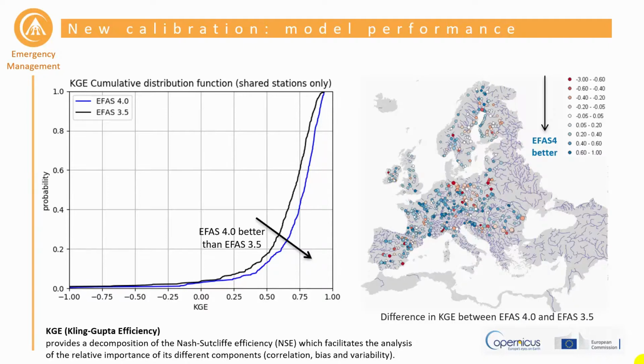If we look at the spatial distribution of model performance in the figure to the right, we can see that while the model performance in EFAS 4.0 is increased with respect to EFAS 3.5 for most stations, there are some stations with lower performance values, which you can see in different shades of red here. It is actually difficult to compare EFAS 4.0 against 3.5, but the decreased performance at these locations might be due in part to the shorter periods available for calibrating the model at 6-hourly time steps.